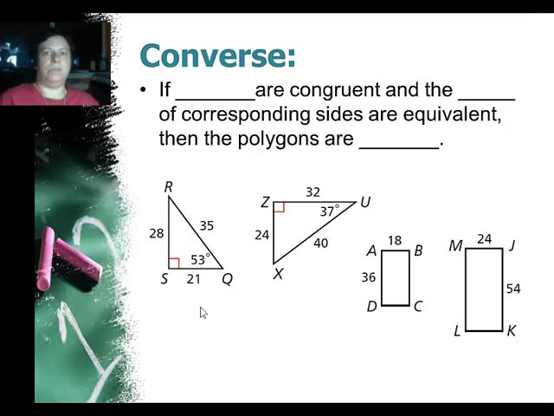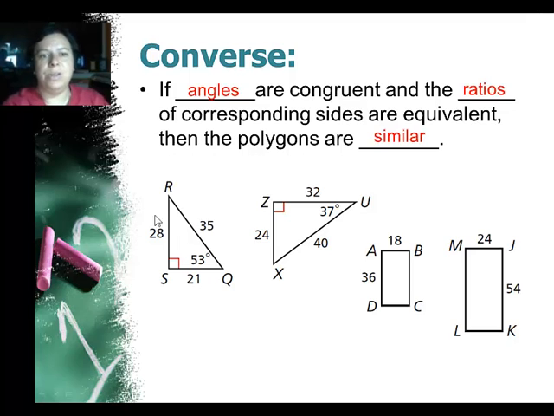So the converse, if we switch things around: before we said if the polygons are similar, then the angles are congruent. So now we're saying if the angles are congruent and the ratios of the corresponding sides are equivalent, that means they're proportional, then the polygons are similar. So I can go backwards from angles and sides to show that polygons are similar.